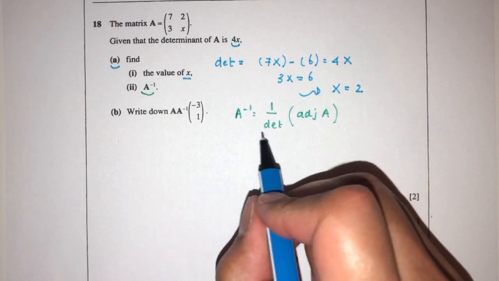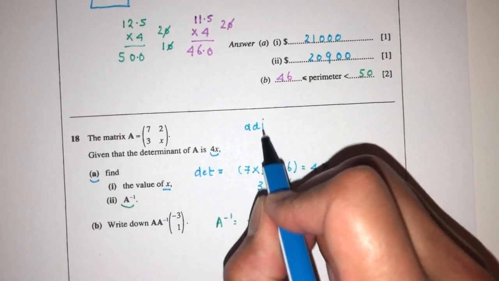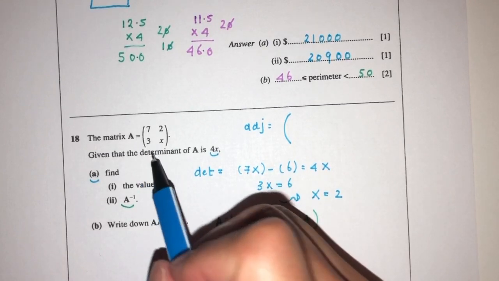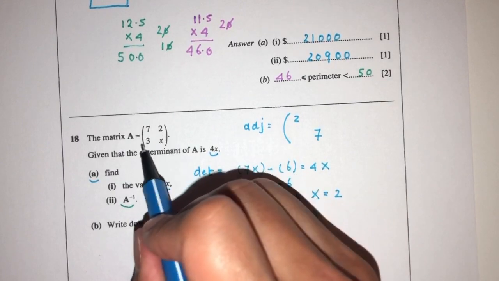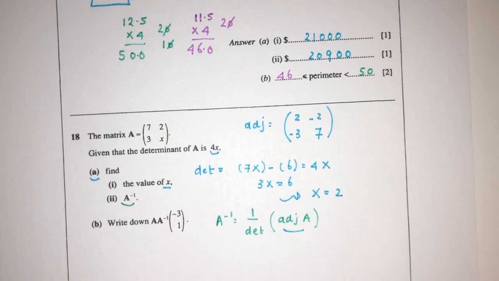So this we have already, we have to find this. So let's find that. Adjoint matrix of A, we just have to switch the side of those two. X will go up, so we have 2 here, that will be 7. And change the sign of those two, that will be minus 3 and minus 2. That's how we find the adjoint matrix of A.